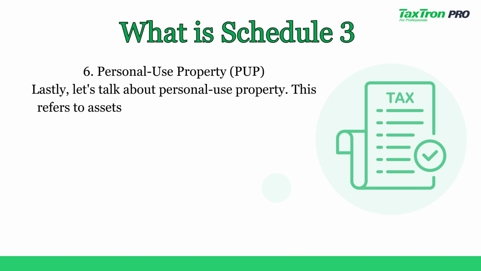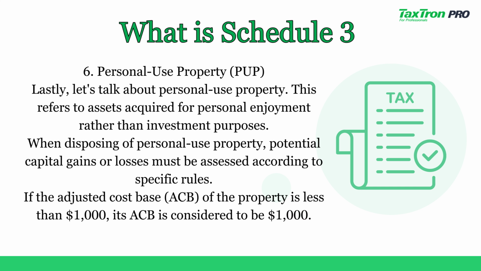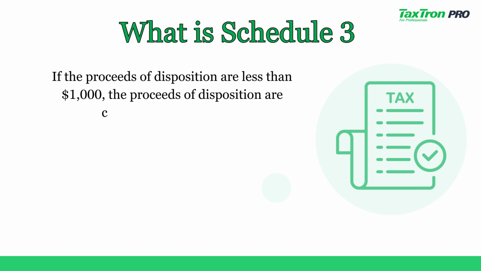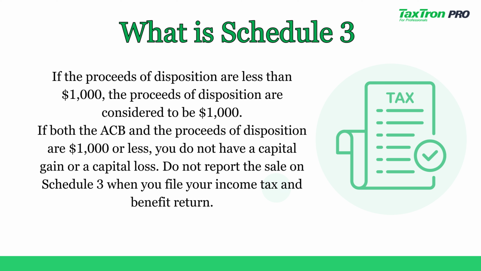6. Personal use property, PUP. Lastly, let's talk about personal use property. This refers to assets acquired for personal enjoyment rather than investment purposes. When disposing of personal use property, potential capital gains or losses must be assessed according to specific rules. If the adjusted cost base, ACB, of the property is less than $1,000, its ACB is considered to be $1,000. If the proceeds of disposition are less than $1,000, the proceeds of disposition are considered to be $1,000.